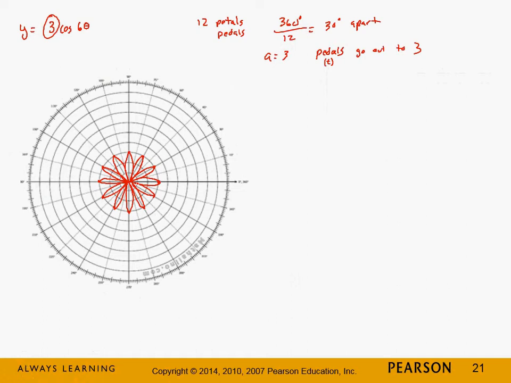Okay? Much easier than plotting points, right? If you just remember what those basic shapes look like, and how to figure out where the petals go. All right? Any questions? I'm going to put a sheet together that's got all the different basic shapes, and it'll be posted in Blackboard this afternoon, okay?